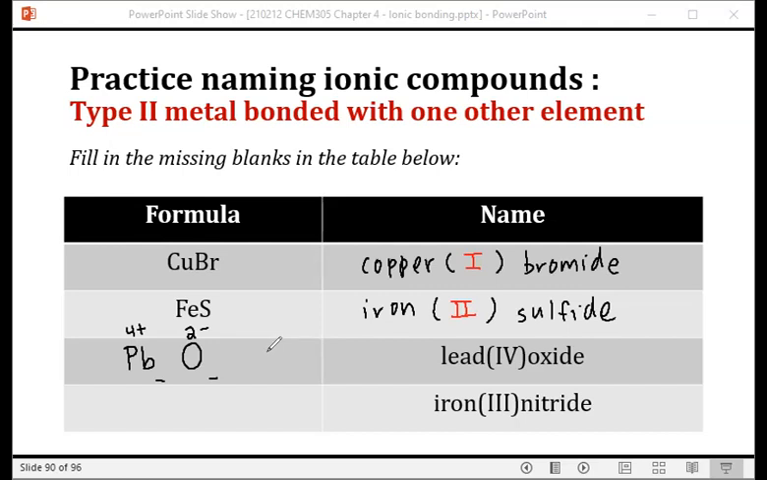So you can kind of use the crisscross method here if you want. You just have to reduce it to the lowest common factor. So if we do the crisscross method, you get 2 here and 4 here. But ionic compounds need to be written with formulas that are the lowest common factor for that formula. So this formula right now has Pb2O4. If you divide everything by 2, because everything is divisible by 2, then you end up with the correct formula, which is PbO2.